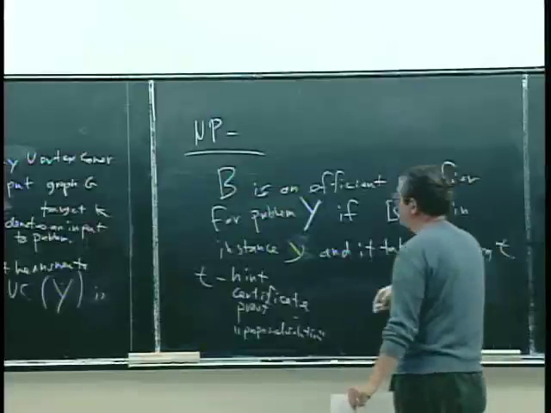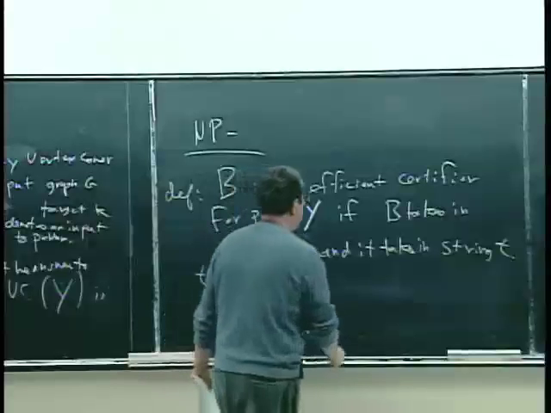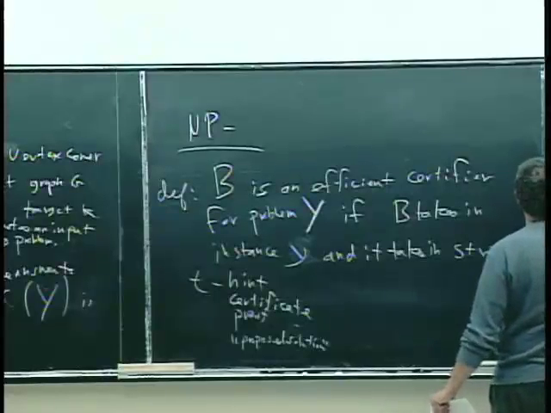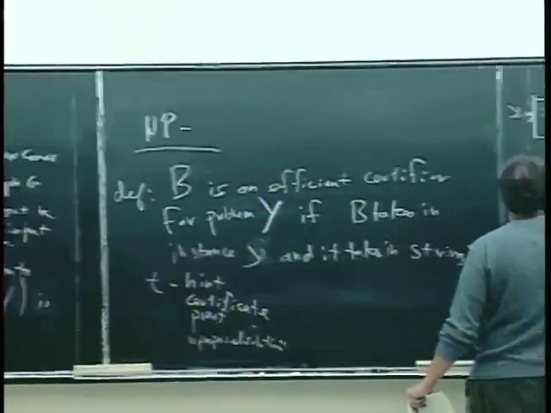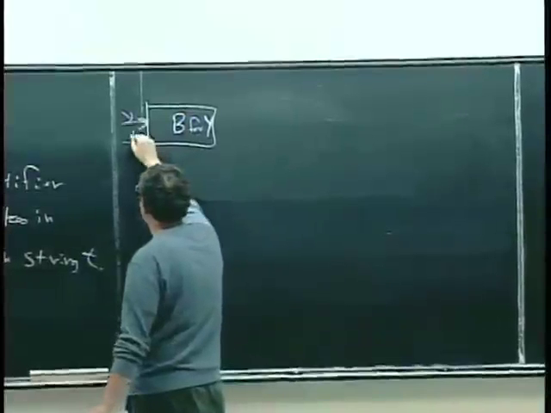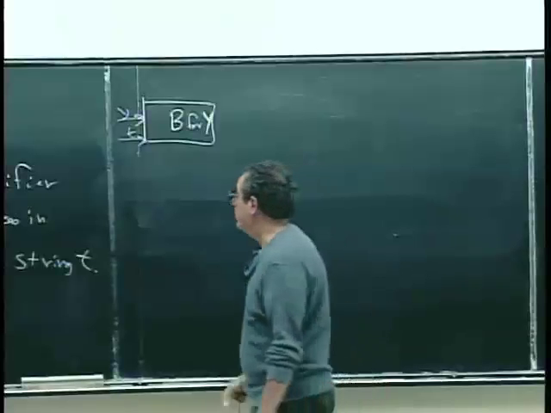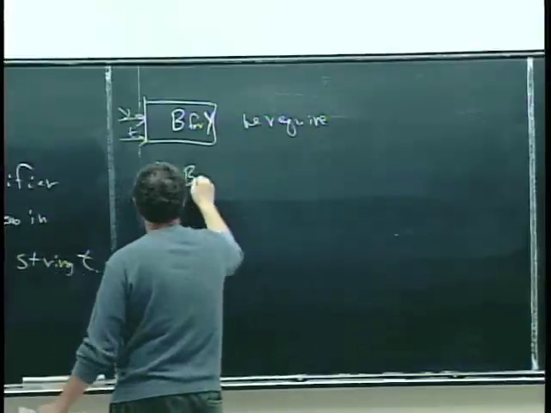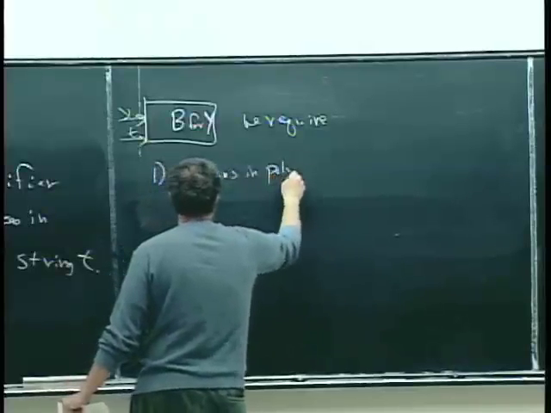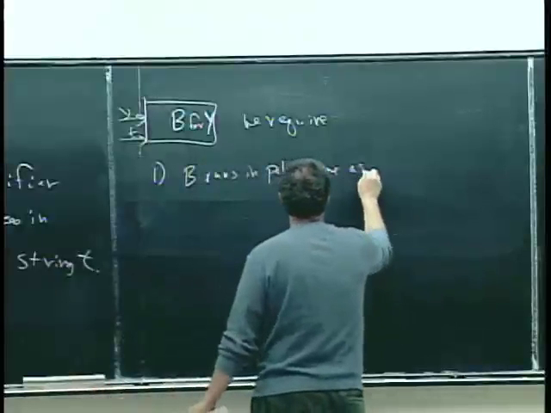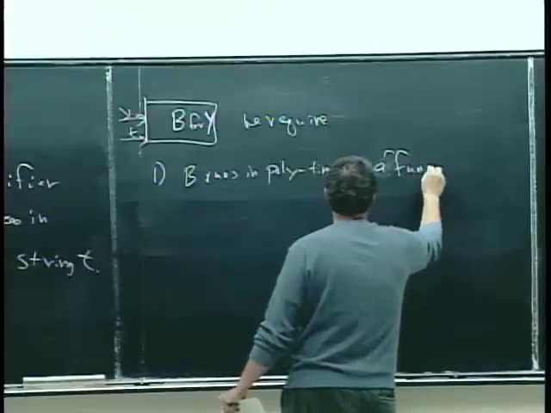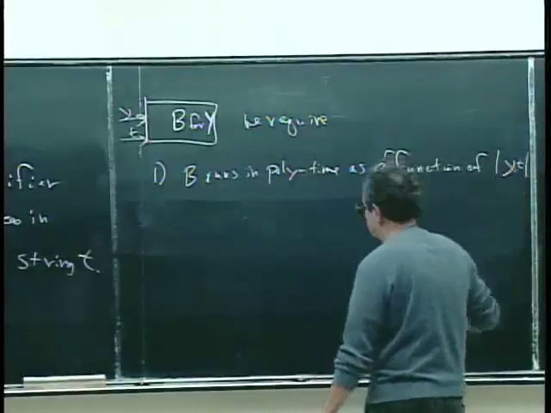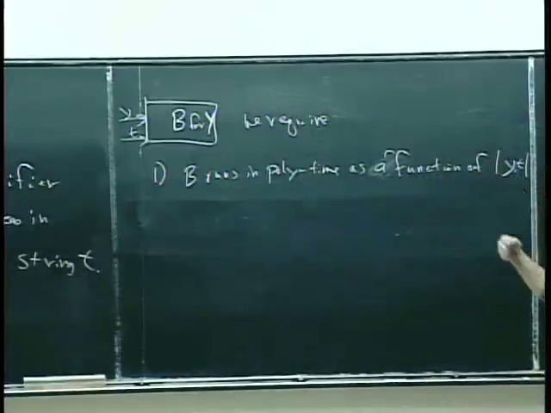Okay, so we're still defining what it means to be an efficient certifier. What we know is what comes into it. Here's B, and this is B for problem Y. So in come instances of problem Y, and also this extra information, this extra string. And then what we require of B are several things. One is B runs in polynomial time, as a function of the length of the input, y and t. I'll just write it that way. So this is the length of the input. Input is y and also t.